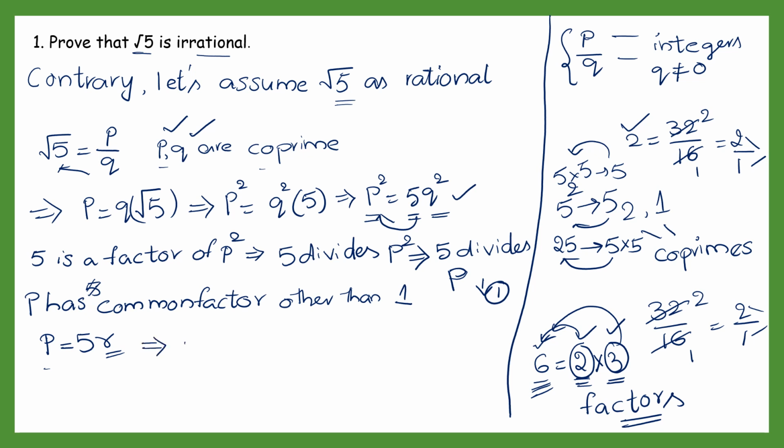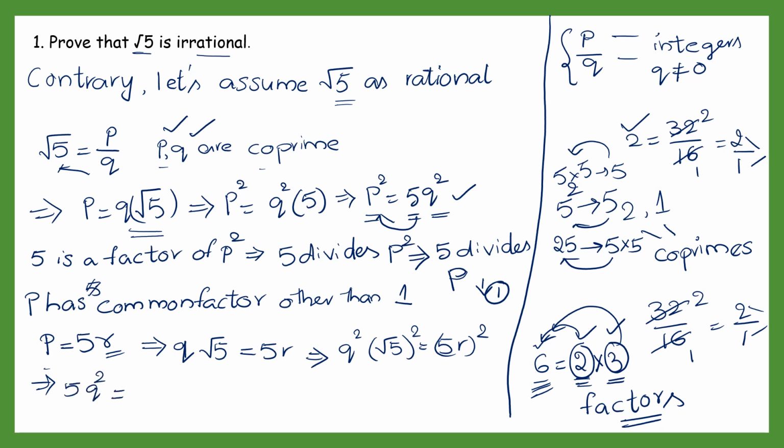That means p, we already know p is what? q into root 5. Here you can write p as q into root 5 equals 5r. If you square on both sides, q square into root 5 whole square is equal to 5r square. That means root 5 whole square is 5, so 5q square is equal to 5 square r square, which is 25 r square. 5 ones are 5, 5 fives are 25. So q square is equal to 5 r square.